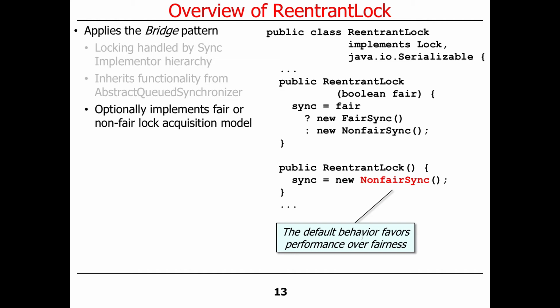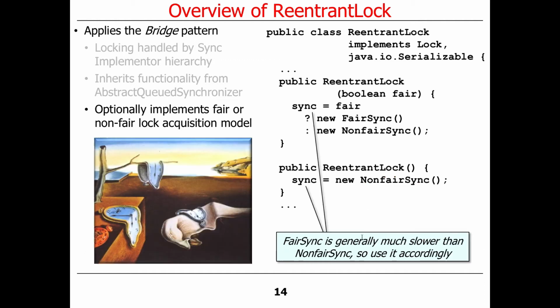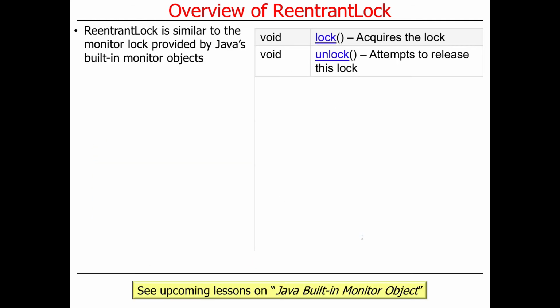The default behavior, if you don't specify the constructor that takes a parameter, is to use non-fair sync. So what it's saying there is I want to optimize for performance over fairness, which is a common thing to do in the computing world. Maybe not the most common thing to do in the political world, but in the computing world, we want to be fast. We don't really care if every thread gets a chance to run necessarily. Fair sync is generally much slower than non-fair sync, so be careful when you use it. There are times when you need it, but you don't need it all the time.